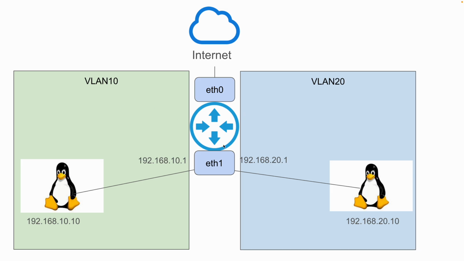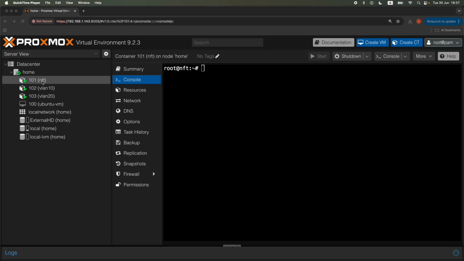I want it to filter packets and I want it to route packets. And I'm going to do this with nftables. Okay, so I have my NFT machine, my VLAN 10 machine on VLAN 10 and my VLAN 20 machine on VLAN 20. Now I'm going to transform my NFT machine into a router and a firewall with nftables.